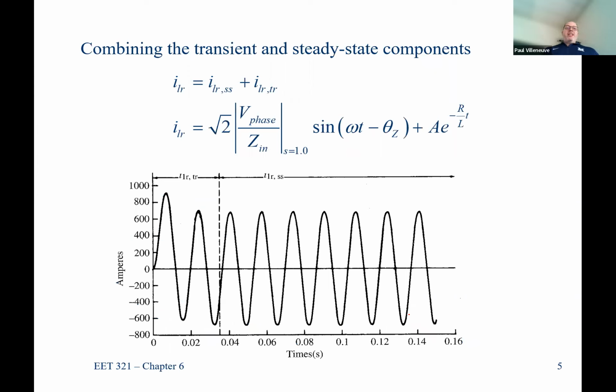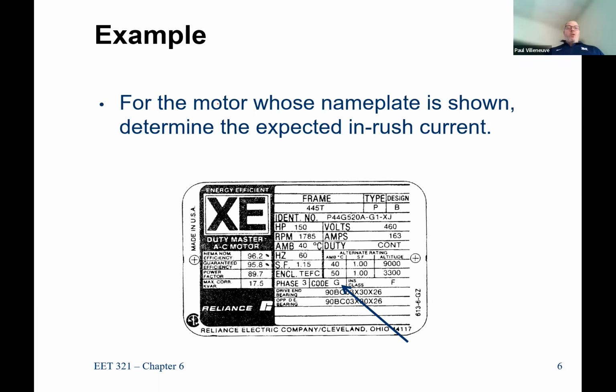But what we end up with here is our final value. Our I lock rotor is equal to the square root of 2 V phase over Z in. All I need this for is to go from RMS to peak, so I've got to multiply that by square root of 2. Then sine of omega t minus theta z. That has to be the impedance angle, the L and the R, because that will affect what that sine wave is. And then you have this decaying exponential, which you characterize here. But what I'm more interested in is this steady state value.